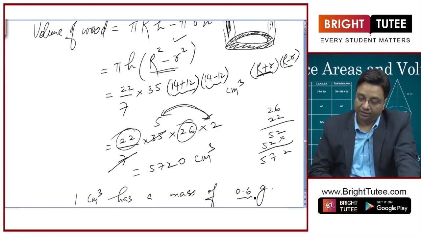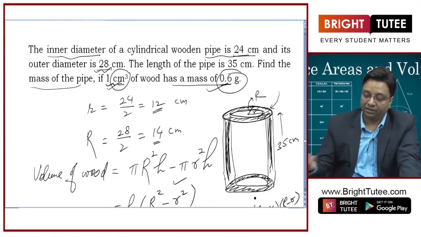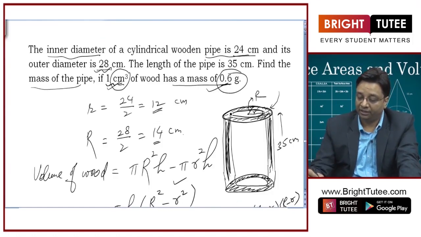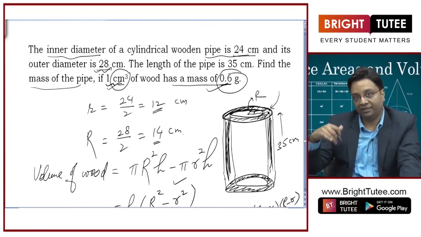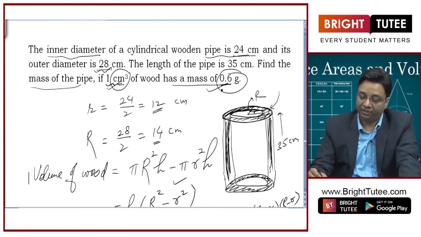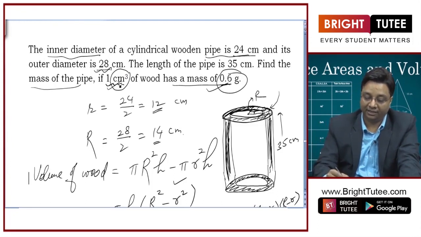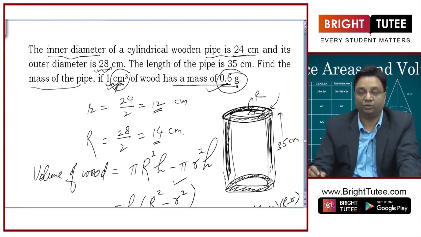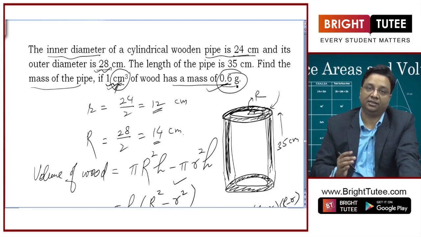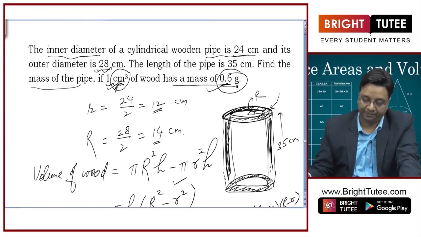Okay. So this is how you will obtain this. The only thing that you need to keep in your mind is that the volume of this wooden material will be outer volume minus inner volume, and then you have to multiply the volume obtained in centimeter cubes by 0.6 to obtain your answer in grams.